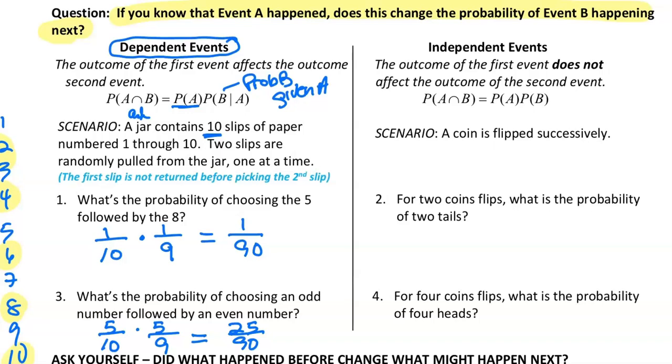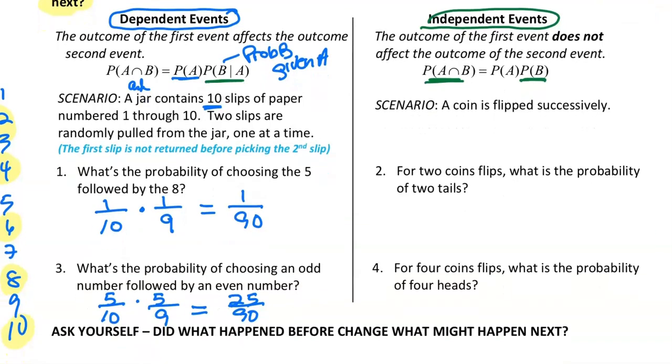Okay, so let's look at that. Here's our notation. Notice that this just says probability of B. It doesn't say probability of B given A because they've already told us that the events are independent. So here's a scenario. A coin is flipped successively, that means in a row. For 2 coin flips, what's the probability of 2 tails?